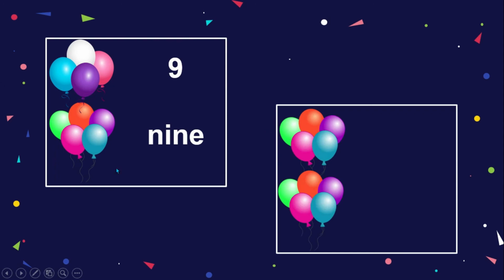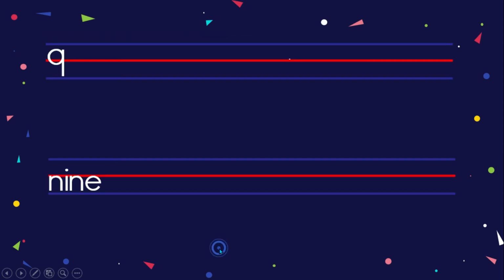For the last set, let's count 1, 2, 3, 4, 5, 6, 7, 8, 9, 10. Therefore, there are 10 balloons. So, this is the numeral for 10 and this is the number word for 10. Okay? So, now let's try to write the numeral 9 and the number word 9.